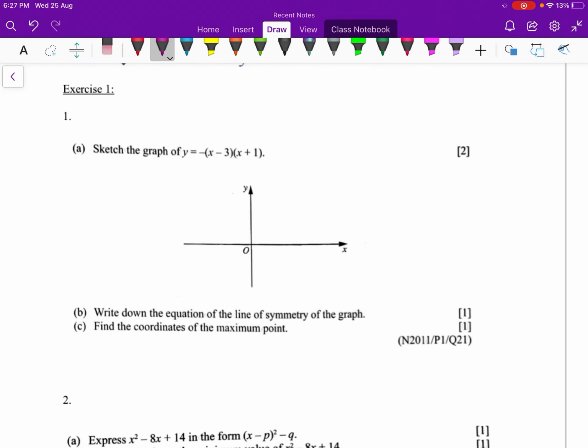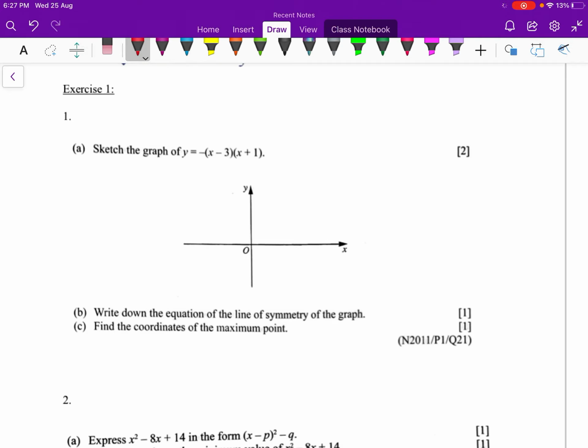Alright, so question 1 is a 2011 question, right? So I'm going to solve all the type 1 questions and type 2 questions respectively. Okay, so we need to sketch this graph of y equals negative bracket x minus 3 bracket x plus 1 bracket. Okay, so first of all, sketching the graph, right?